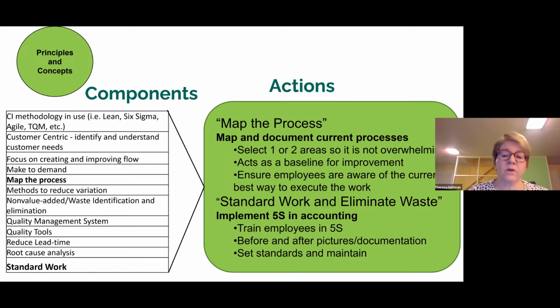So how do I turn that into a strategy? I want to map and document current processes. I want to select a couple of areas so that you don't get too overwhelmed. Don't try to do it all at the same time. Do it step by step. And then on standard work, maybe you've decided that you want to implement 5S in some particular department or functional area, such as accounting or your farms, but make a plan for improvement.